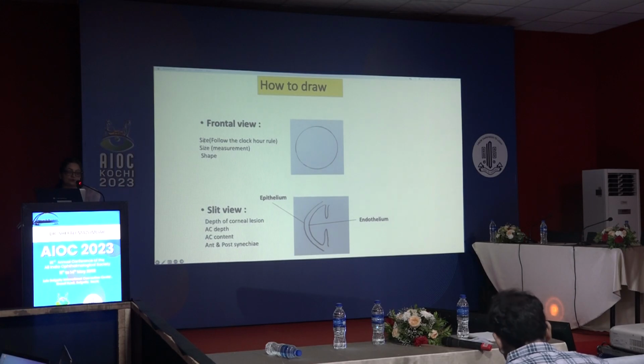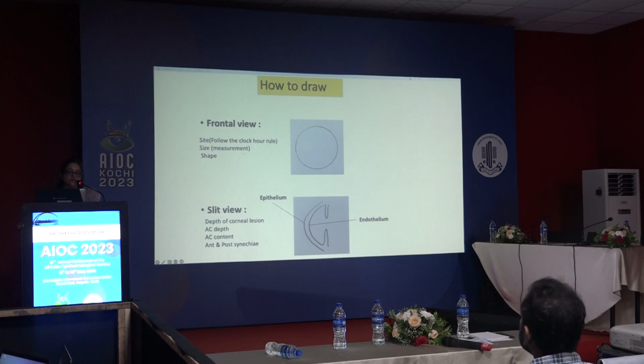So when you want to show a site of the lesion, you will have to follow clock hour rule. You divide the whole cornea into 12 clock hours. Size, you will have to show in 2 meridians of maximum diameter. Suppose you are showing the corneal ulcer, so you will have to show the diameter in 2 meridians. Okay? Then shape of the ulcer.